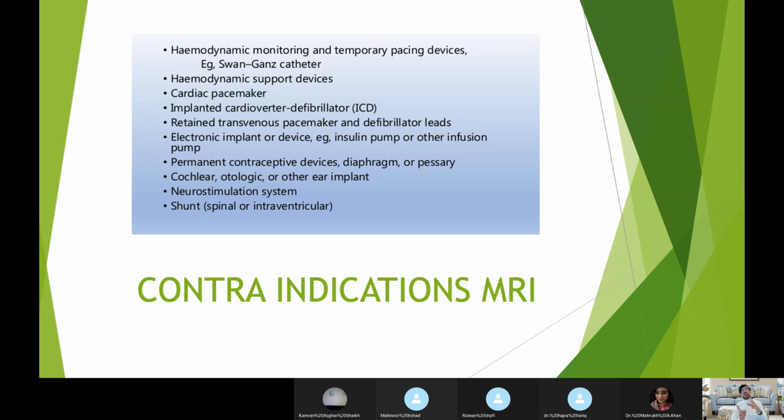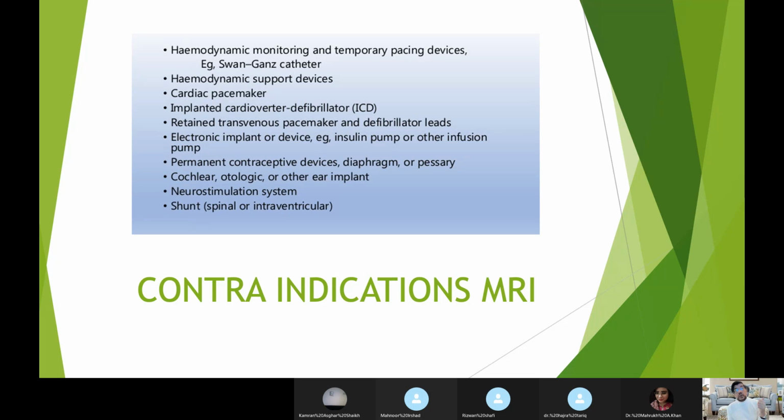Hemodynamic support devices, cardiac pacemakers, implanted cardioverter defibrillator, retained transvenous pacemakers, electronic implants or devices, for example, insulin pumps or other infusion pumps, permanent contraceptive devices or diaphragm or pessaries. So if you take the history and ask the woman and she says that I have an IUD, which is there for a longer duration of time, which is there for probably 5 years, then I will definitely think about Teflon IUDs and I will not go for an MRI.